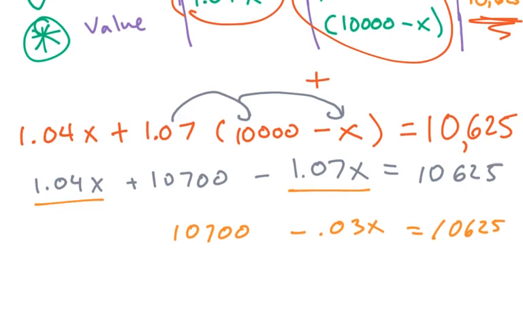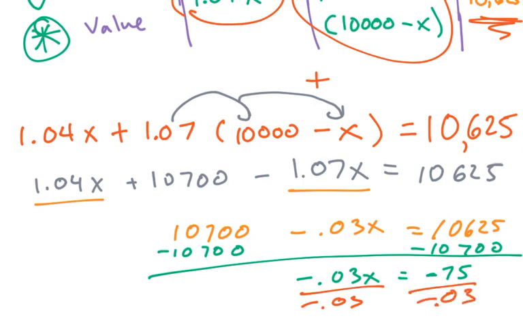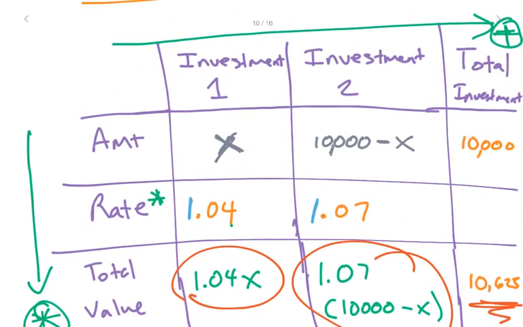And almost out of space. And so now what I'm going to do is subtract 10,700 from both sides, so we're just solving it like a regular equation. And it's good that we get both sides to be negative, right? So they cancel out. It wouldn't make sense if the answer didn't come out that way. And to finish it off, I'm going to divide by negative 0.03. And this is going to give me x to be 2,500, which means that I originally had 2,500 in this account, right?